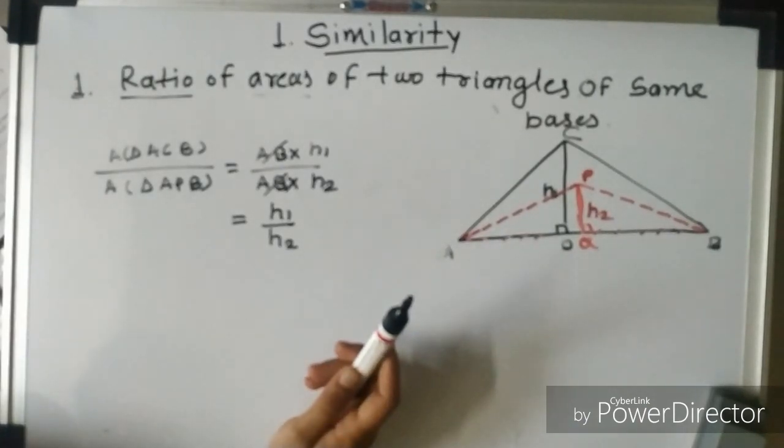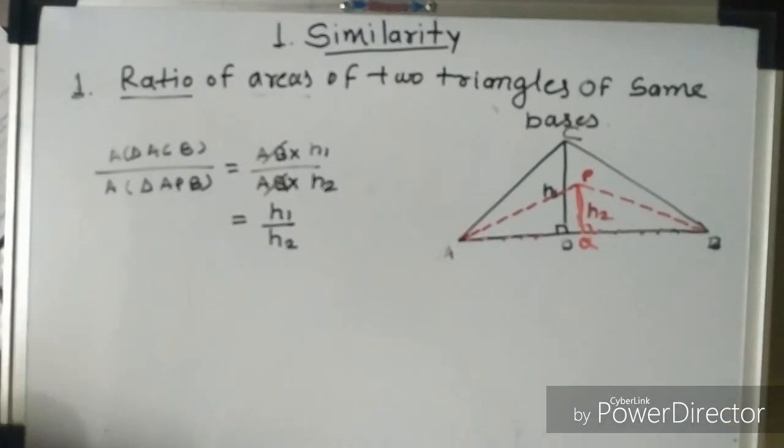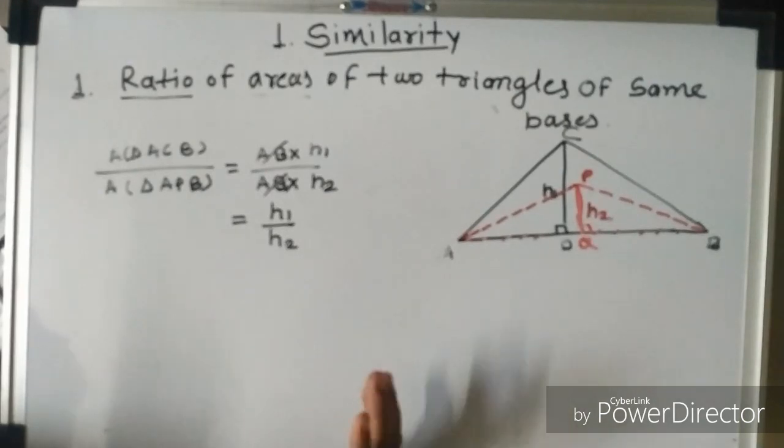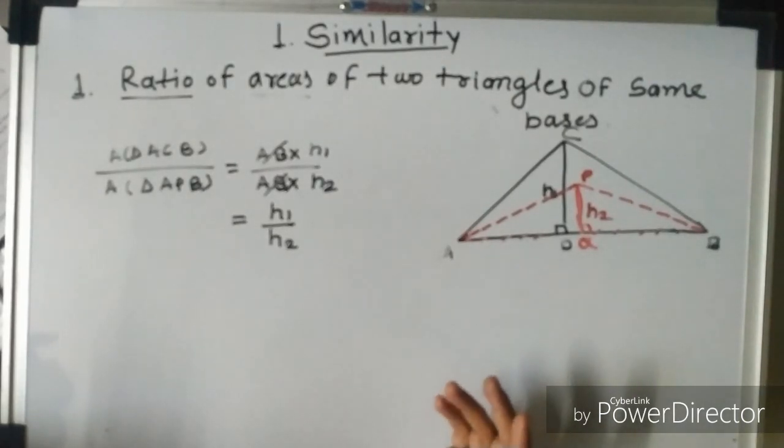And there are some triangles which lie between parallel lines which have the same base and the same height. In that case, what happens? If we take the ratio of those triangles which have the same base and same height, the area is same.